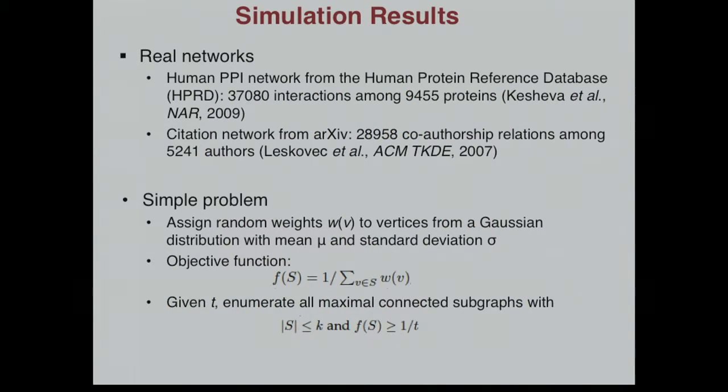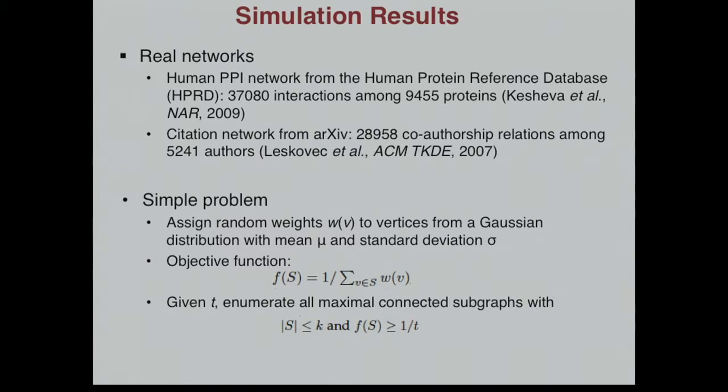To test whether this pays off, whether minimizing redundant rejections really helps with anything, we came up with a very simple setup, a very simple toy problem. So we took the human PPI network from HPRD and also a citation network from arXiv to get an idea of what's going on.